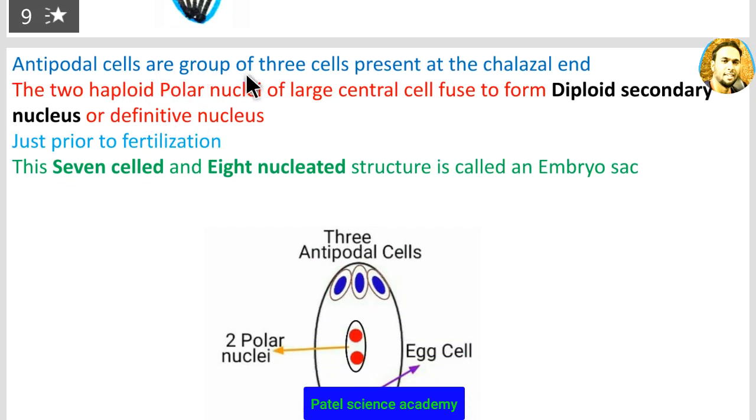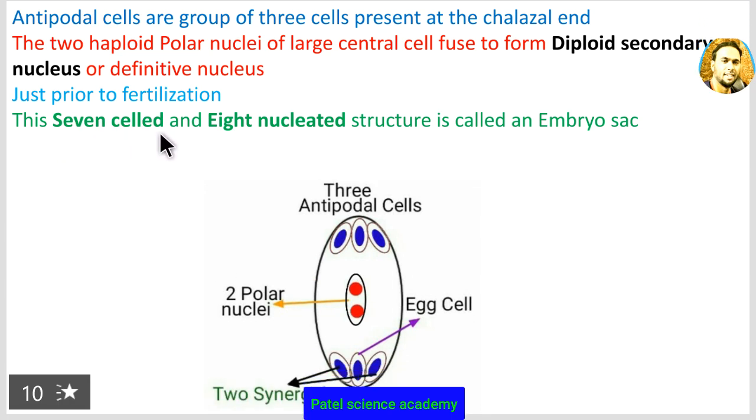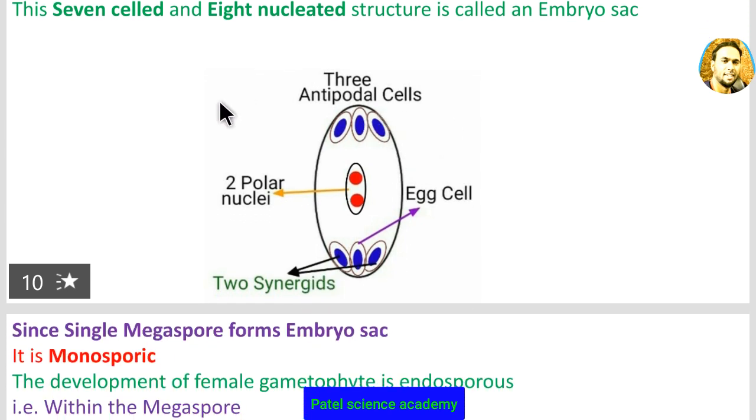The antipodal cells are a group of 3 cells present at the chalaza end, as I told you earlier, and the 2 haploid polar nuclei of the large central cell fuse to form the diploid secondary nucleus or the definitive nucleus, just prior to the fertilization. And this 7 celled, 8 nucleated structure is called an embryo sac. So now to this structure you can call embryo sac.